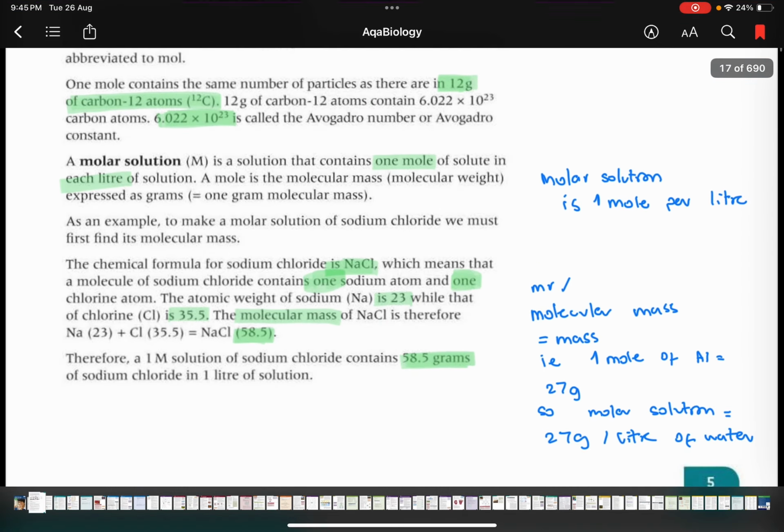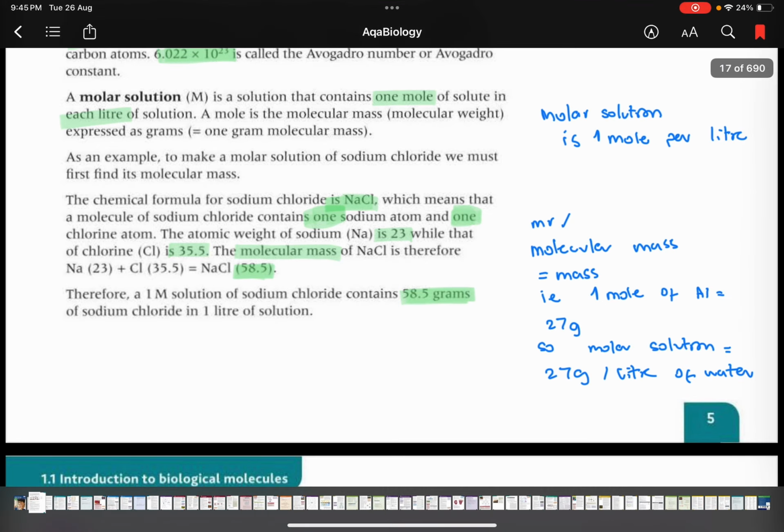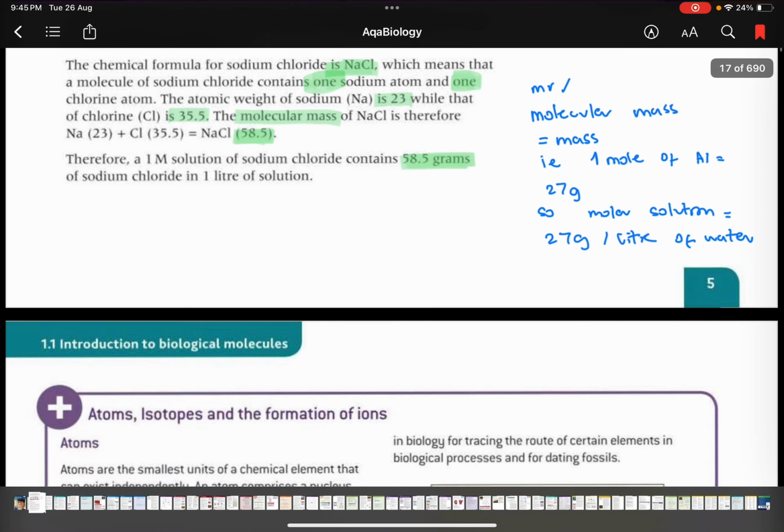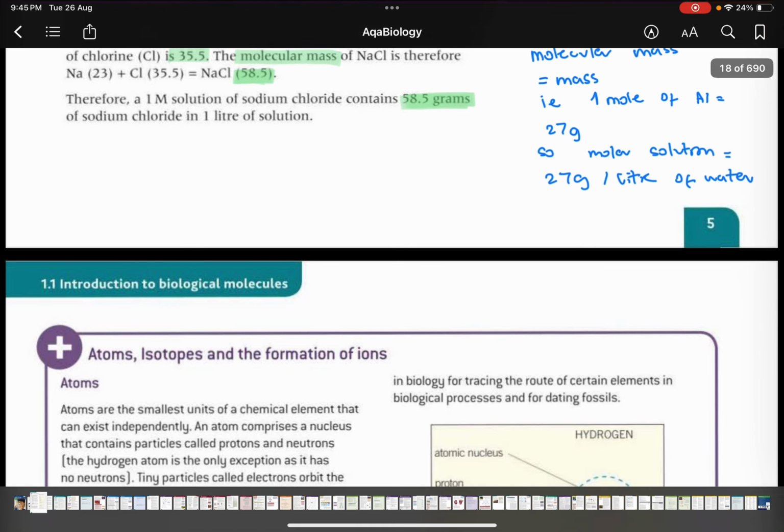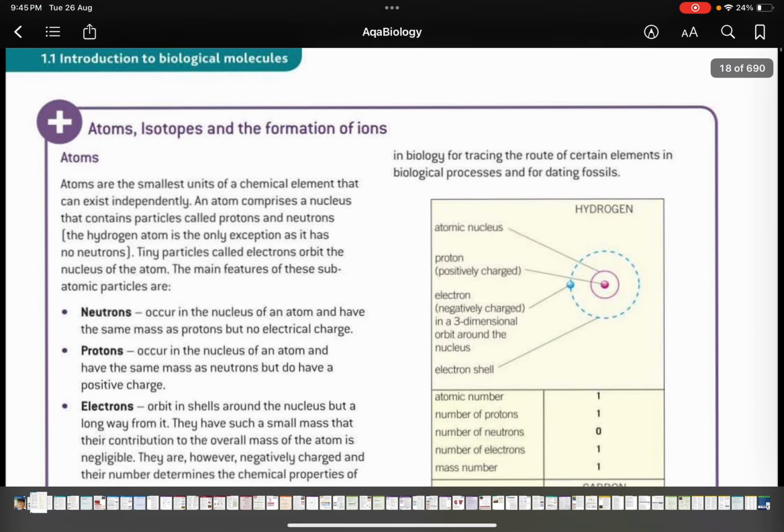And I have a little bit of explanation here, but a molar solution is essentially 1 mole of whatever substance it is that we're working with in the solution. Avogadro's constant is 6.022 into 10 to the 23. Mr is the same as molecular mass. So for example, 1 mole of Al is 27 grams because 27 is written on your periodic table as your mass number. And so the molar solution is going to be 27 grams per liter of water.